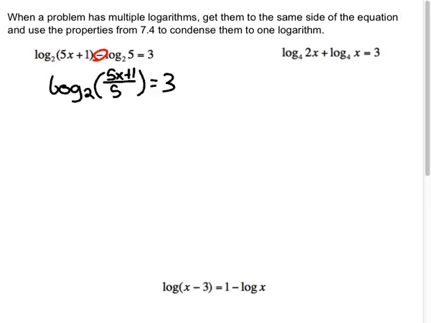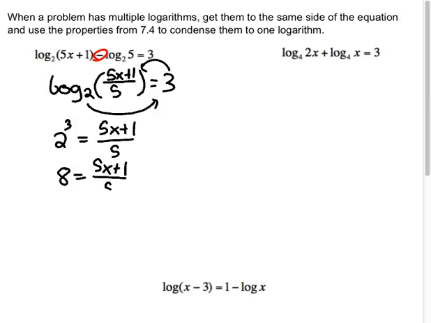When you have multiple logs, you need to condense them. And now, and only now, I can use Mr. Loopy. 2 to the third equals all of that. So 8 equals all of that, and now let's solve. Well, because the whole thing is being divided by 5, let's take care of that first. So multiply the 5 over, subtract the 1, and now divide by 5. And 39 divided by 5 gives me 7.8.